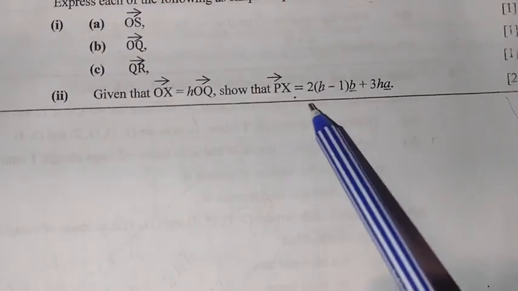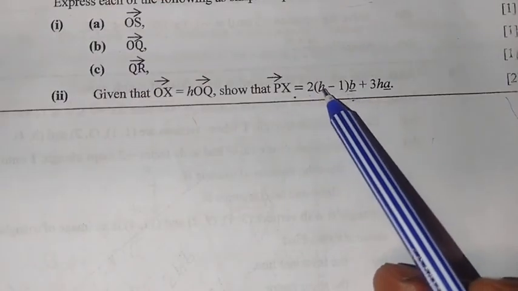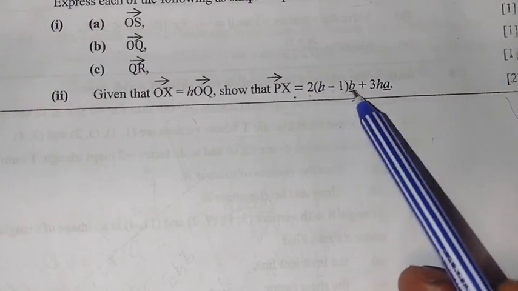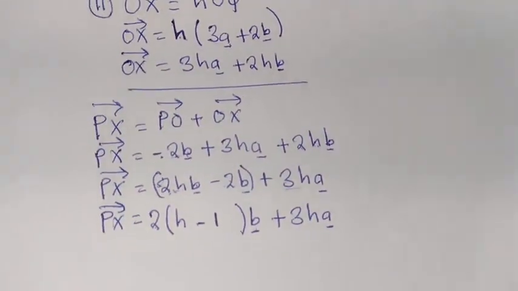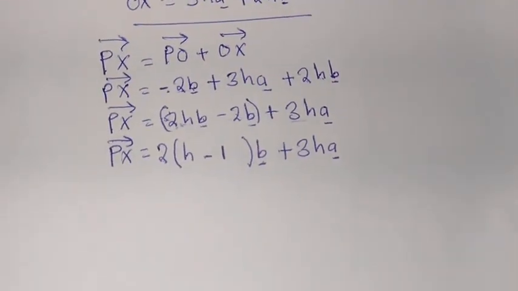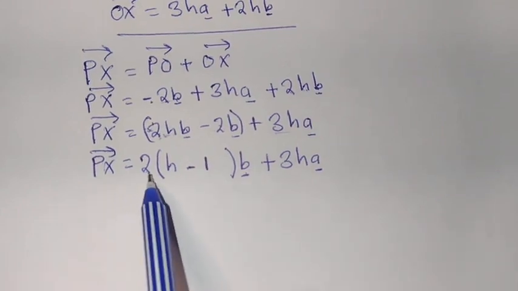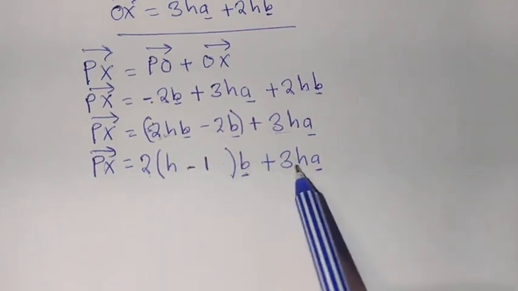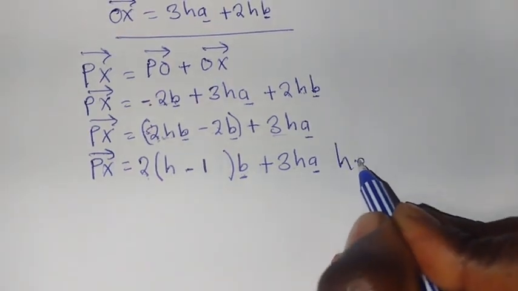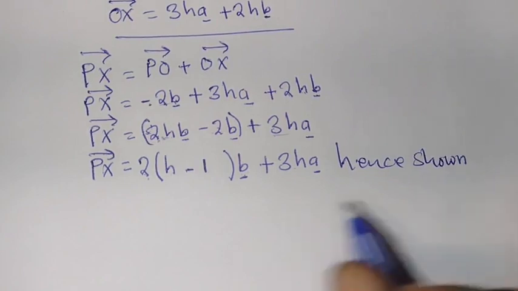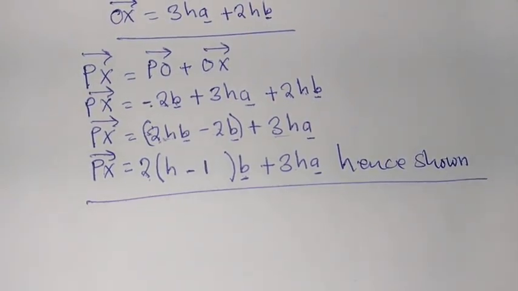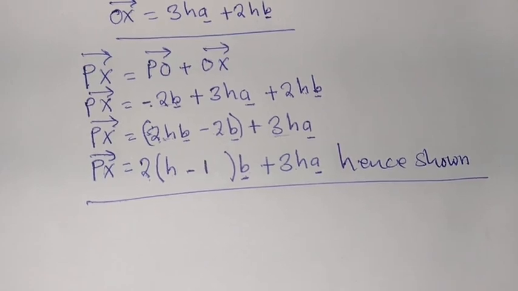So if you observe, you compare with this one, 2 in brackets H minus 1, B plus 3HA. So with what we have gotten, okay, you can see that it's actually the same. Okay, 2 in brackets H minus 1, then B plus 3HA. So it means you have proven. You just say, hence shown. This is your answer. And you'll be given the 2 marks.